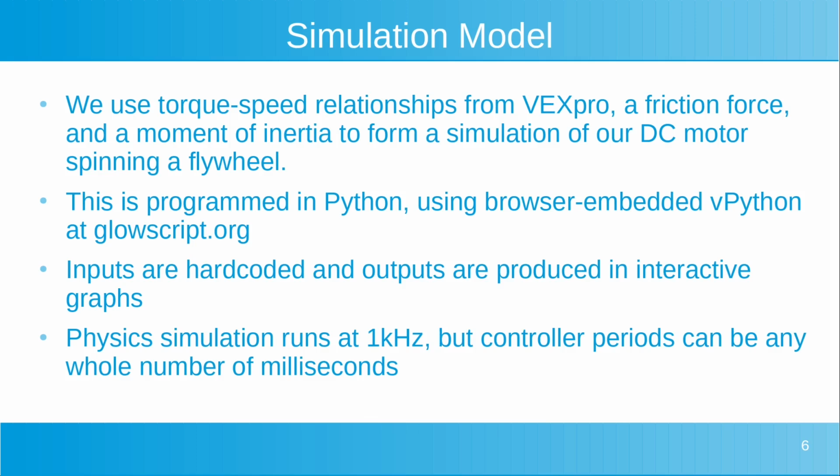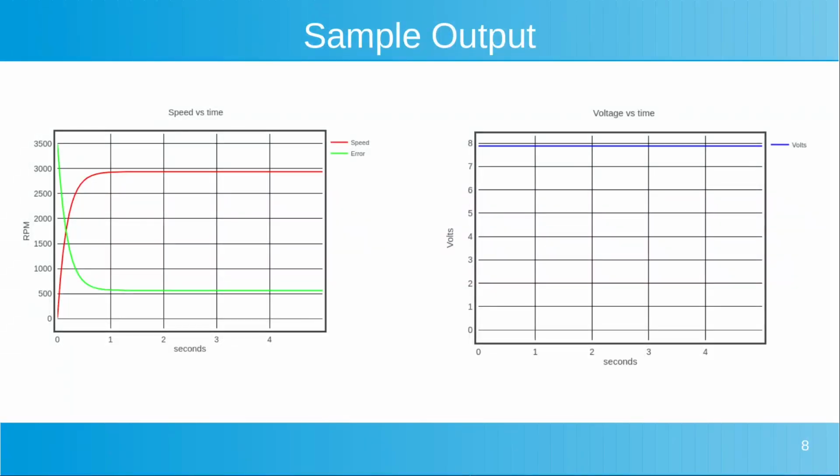The physics simulation runs at 1 kHz, but controller periods can be any whole number of milliseconds, so you can see how the controller frequency and period affects the quality of the control system. So let's look at some sample output. On the left we have speed versus time, and on the right voltage versus time. The graph shows the typical operation of a DC motor when given a constant driving voltage. The speed increases very sharply initially and then flattens out as the motor reaches the speed that it wants to spin at that particular voltage, minus some speed due to friction.